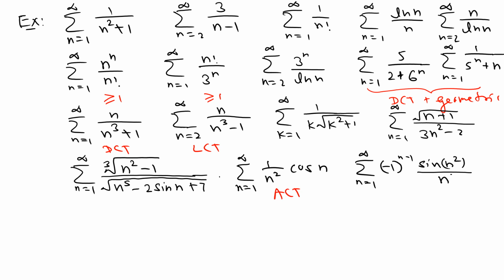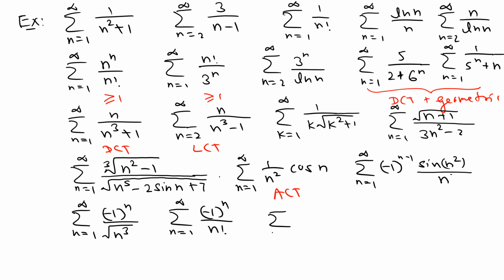And then these are the last few problems that I'm going to put here under this category. So you can see sigma n going from 1 to infinity, negative 1 to the n over the square root of n cubed, and then sigma n going from 1 to infinity, negative 1 to the n over the absolute value of factorial n, and then sigma n going from 1 to infinity, sine 2n over 1 plus 2n.